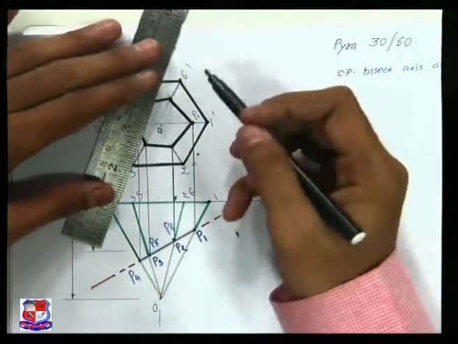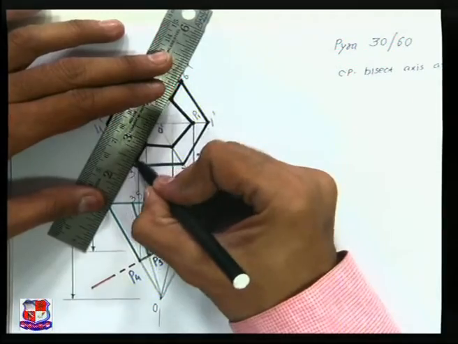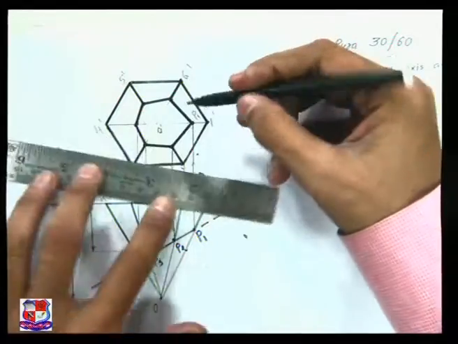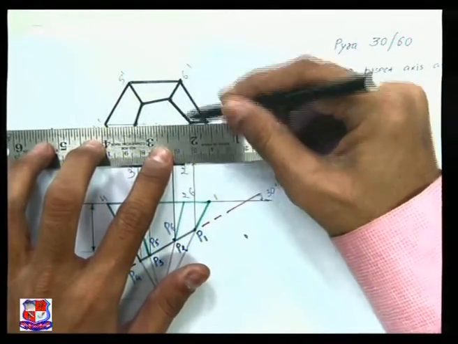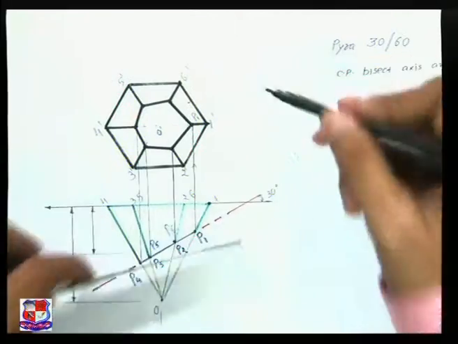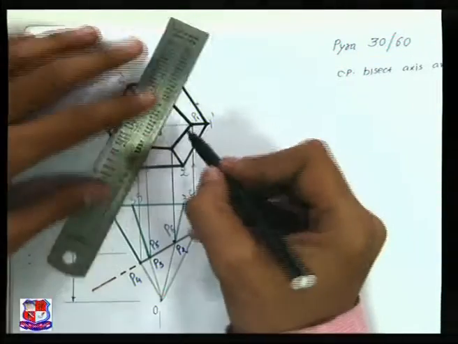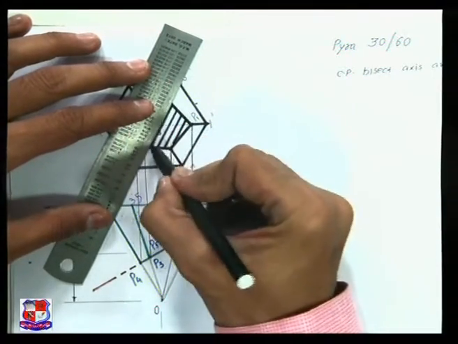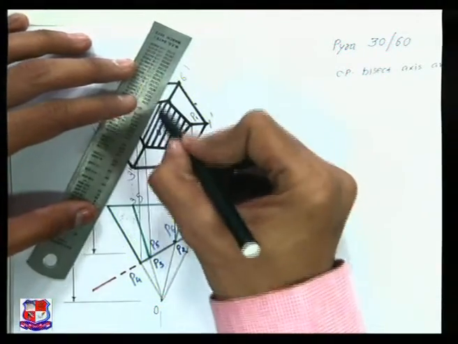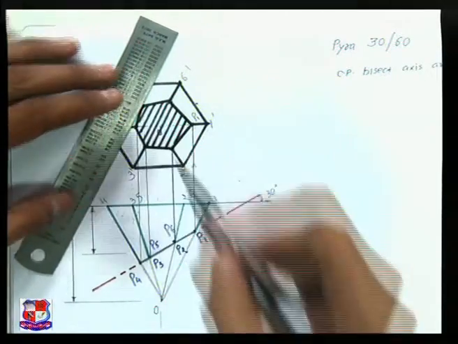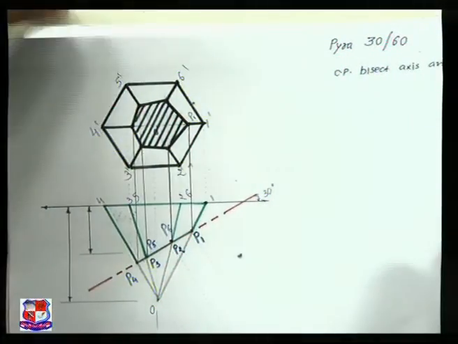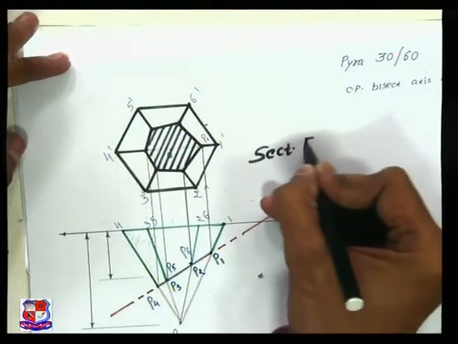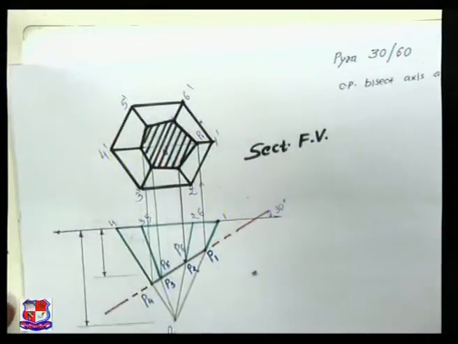And join the slant edges, say these slant edges would be visible. You can slightly darken those slant edges to clearly represent the drawing. And in this internal cut portion, you have to draw the section lines at an angle of 45 degree with the X axis. Hence this represents the sectional front view. You can write here the name of the view, it's a sectional front view, right?